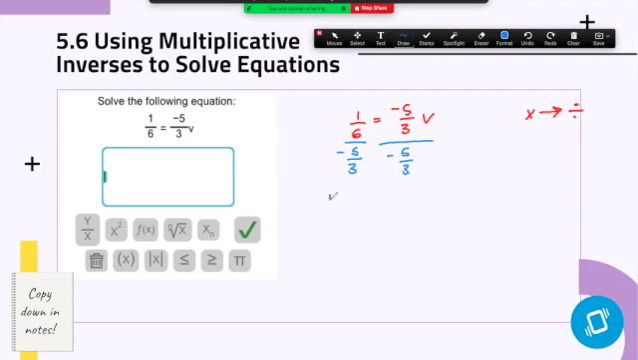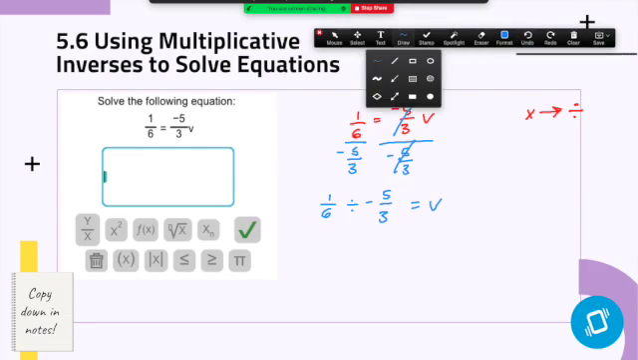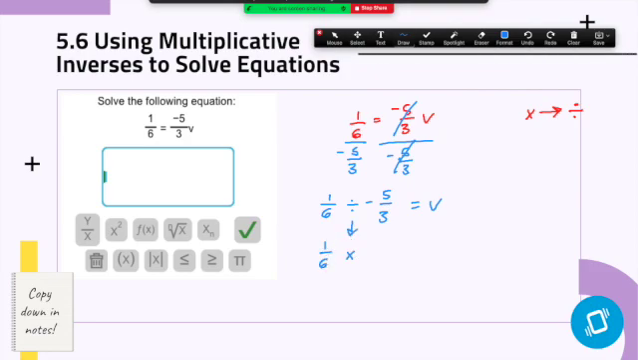So let's rewrite it to make it nicer. We have here 1 over 6, and it's dividing by negative 5 over 3. And this side cancels out, so we're just left with v. And so it just becomes a division of fractions to solve. So right here, again, I need to change it so that this division sign turns into multiplication. And then I also need to flip this fraction. I'm still keeping that negative sign though, so we get negative 3 over 5 equaling v.